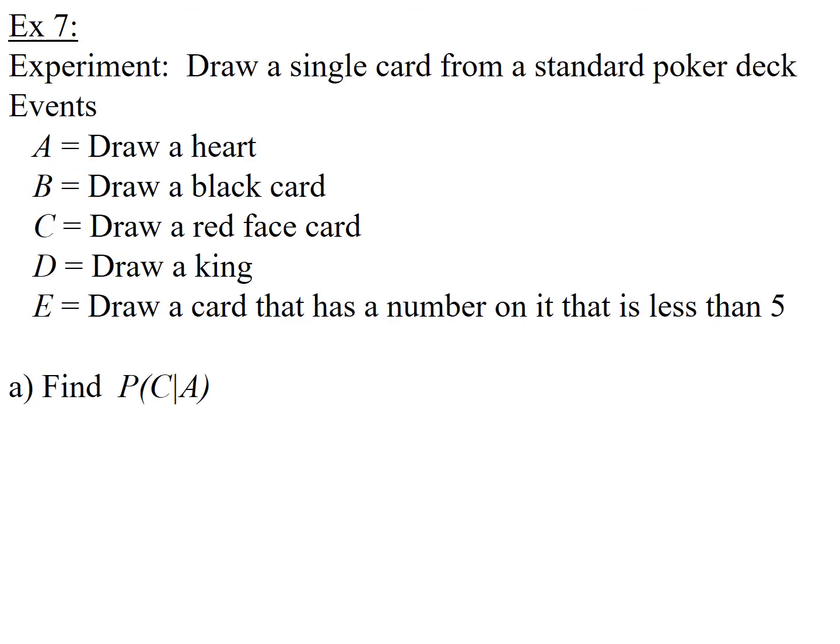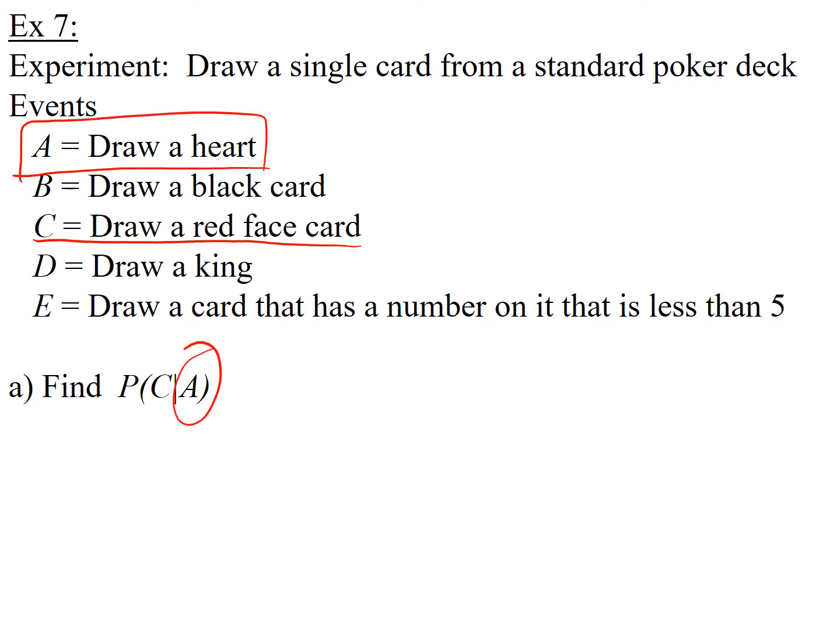Okay, so in this problem, they're asking you to find the probability of C given A. C is that you get a red face card, and A is that you draw a heart. So I want to think of what happens to the sample space. I'm only drawing 1, so imagine I have a deck of cards. I draw 1 card, I don't look at it, but I show you. And you tell me that A occurred. That means you tell me I drew a heart.